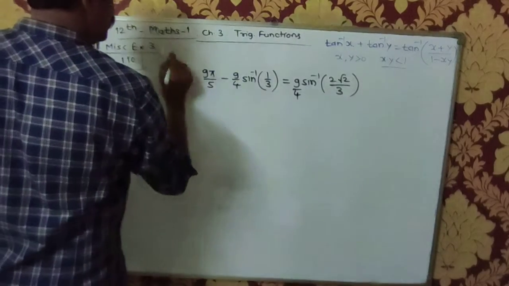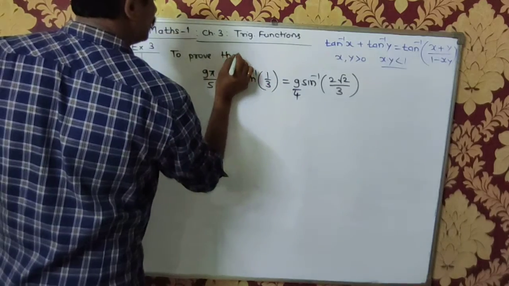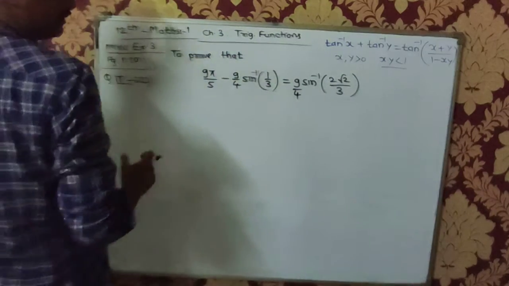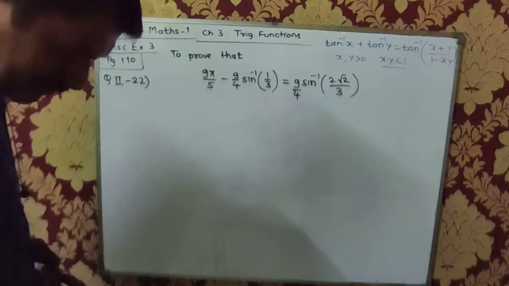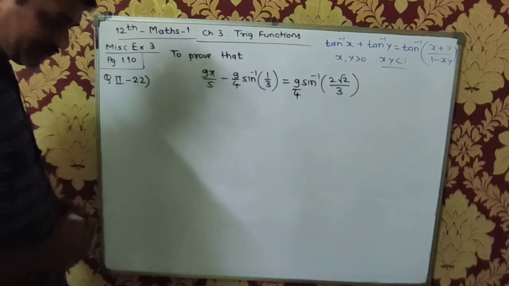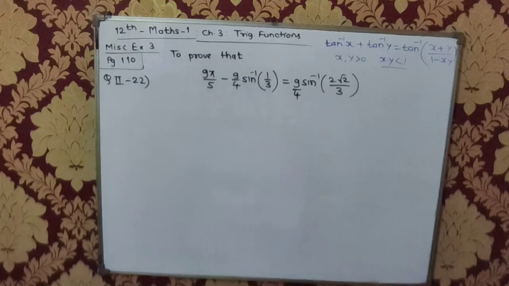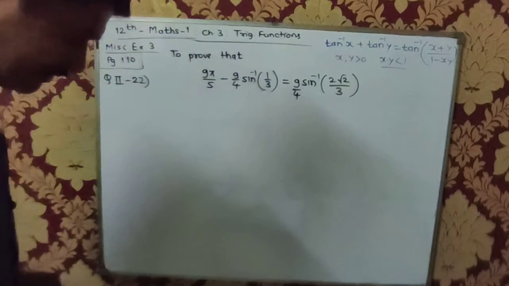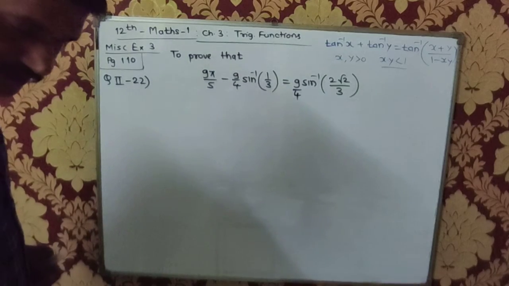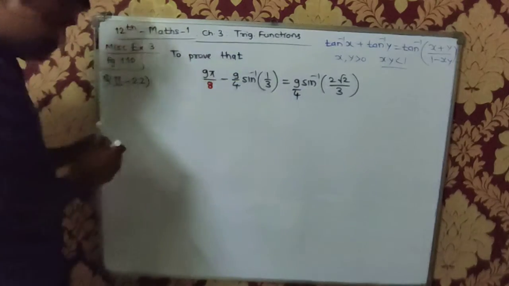So we have to prove that this 9/4, 9 pi by 5. Okay, not 9 pi by 5, it should be 9 pi by 8. Please make this correction. This has to be 9 pi by 8. Please make this correction in your books also. This has to be 9 pi by 8. It's a printing mistake.